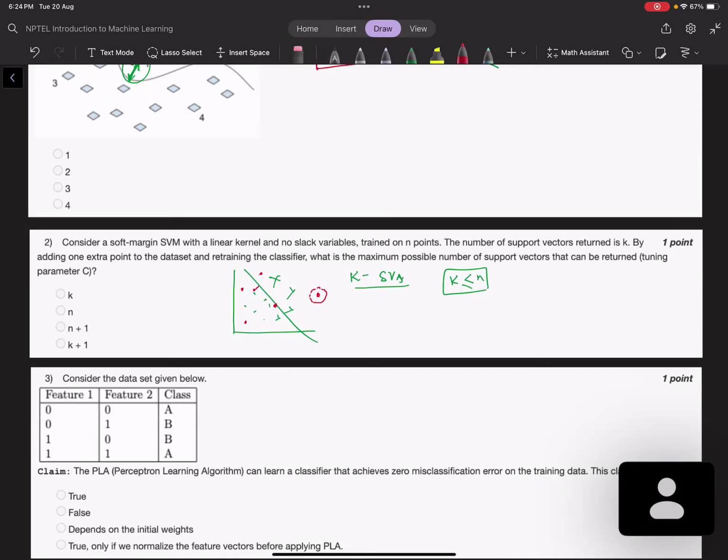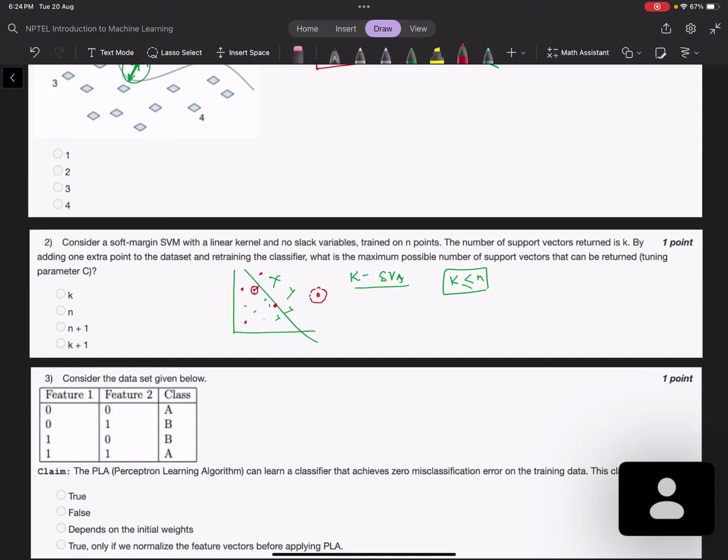Since it is asking what is the maximum number of support vectors possible, we can go ahead and say that we'll choose the point close enough to the boundary so that it will make a support vector.